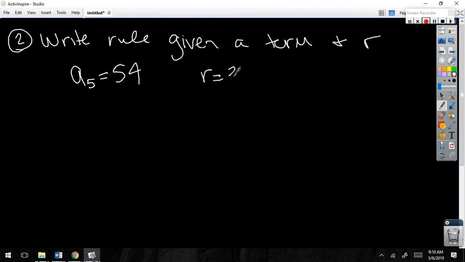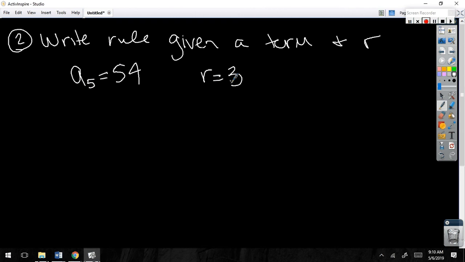Now this time the ratio is 3, which means what? What's happening to my numbers as I'm moving down the sequence is they're getting bigger, right? They're multiplying by 3 as I go. Fractions make it smaller, whole numbers make it bigger. Or not just whole numbers, but numbers bigger than 1.